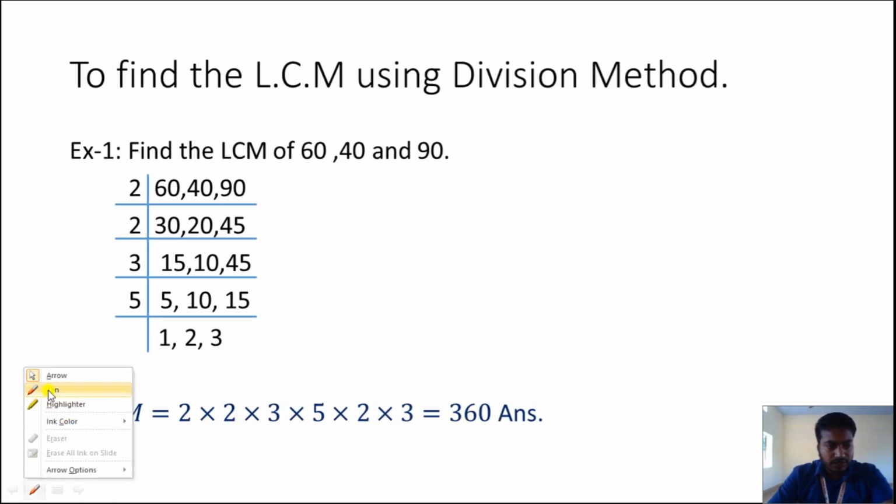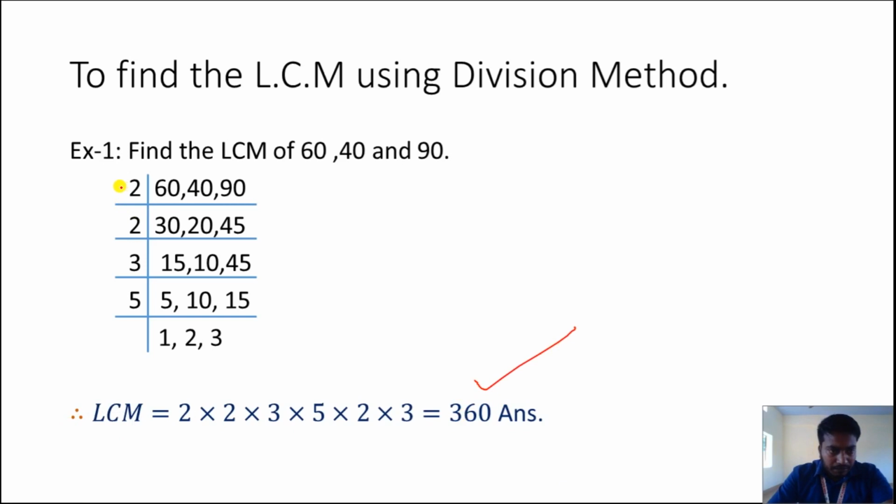Alright, so this is how we have to find it. 360 we got as the LCM. Basically what we did, we multiplied the factors. You can see 2 into 2 into 3 into 5 into 2 into 3. Alright, so we have to multiply the factors and the undivided number. Okay, and when we multiply we'll get the result, the LCM. So this is how we have to find the LCM using the division method.